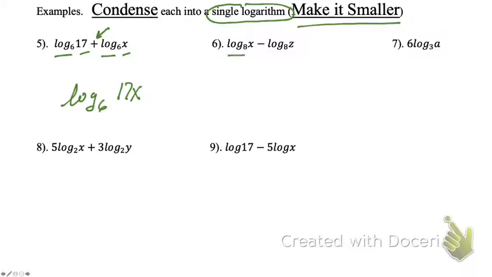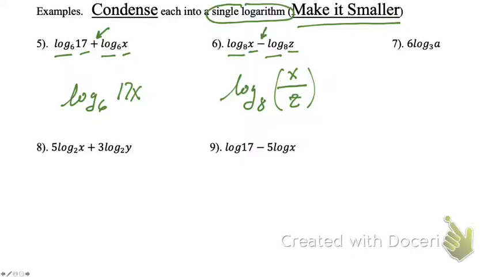In number 6 we have 2 log base 8s. We want 1. Well, what will we do? We would say we're subtracting these two, so that means it's a division. And what comes first? The numerator. What comes second? The denominator. So it's a log base 8 of the fraction x over z.